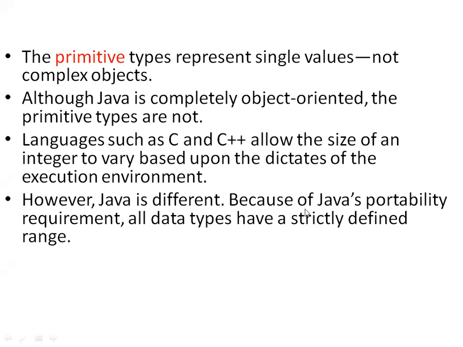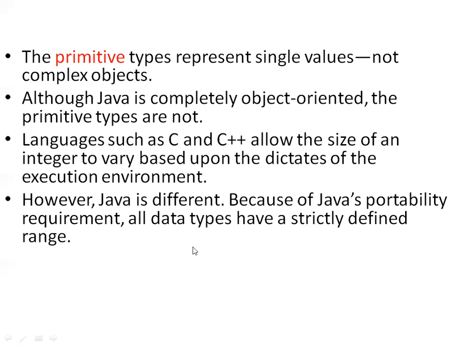Since Java is made portable, all data types have a strictly defined range. That means the data types have the same number of memory bytes, whether it is a 16-bit machine, 32-bit machine or 64-bit machine. So integer always occupies 4 bytes in Java. That's how Java is designed.